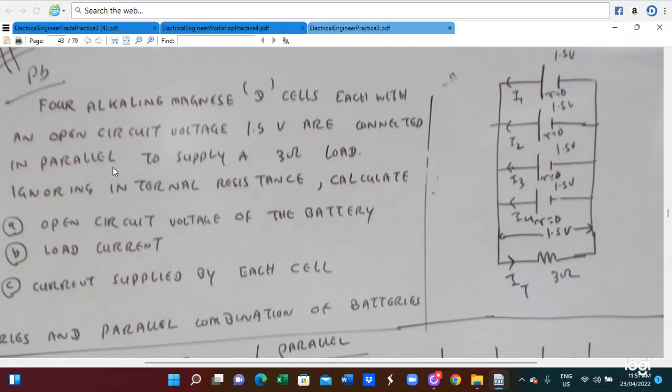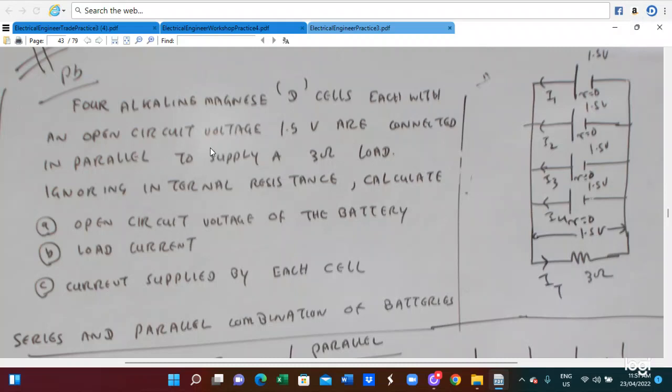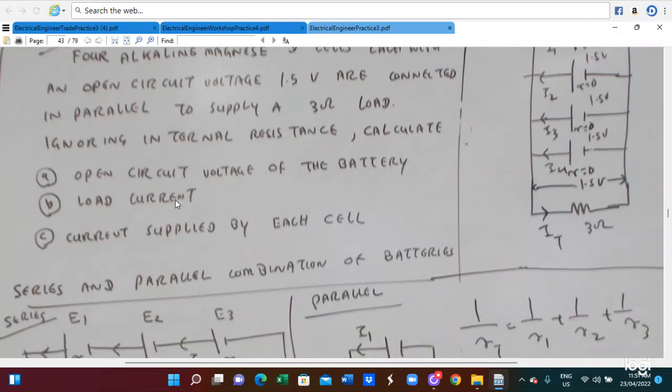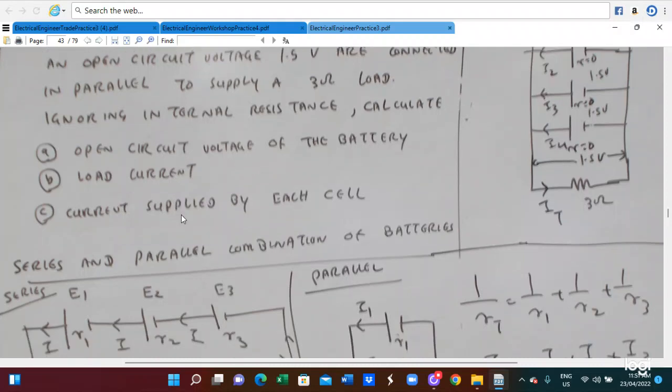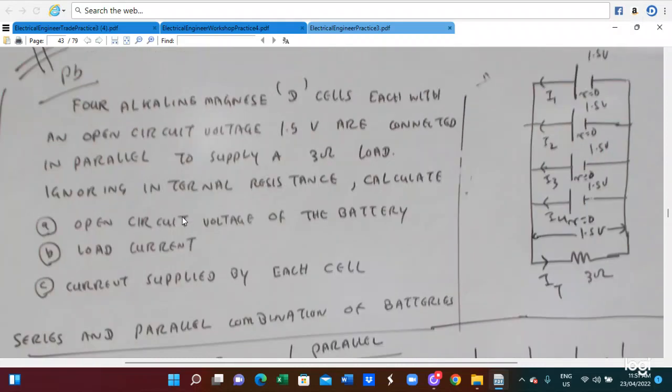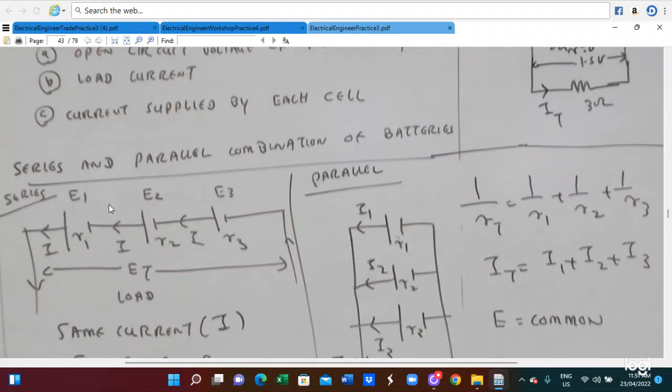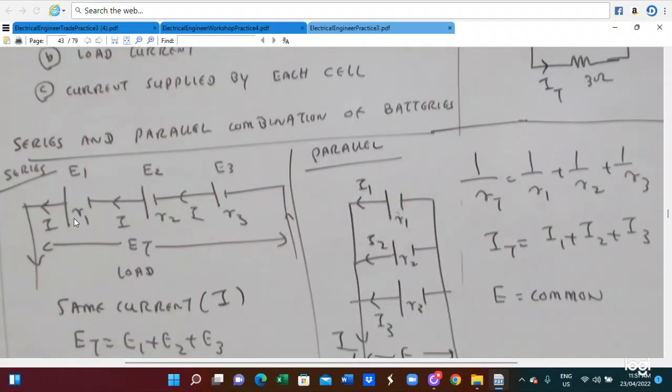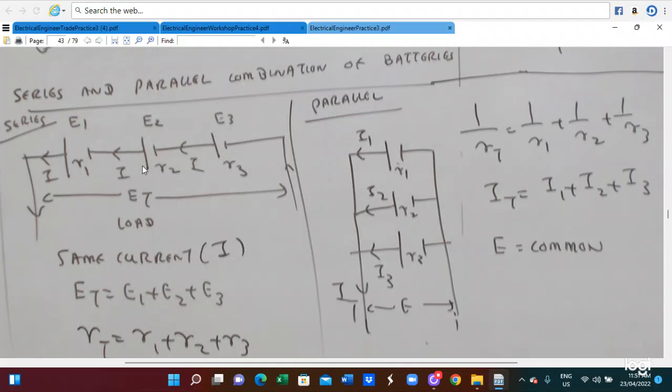In this problem, we need to calculate for 4 alkaline manganese D cells, each with open circuit voltage 1.5 volt, connected in parallel to supply a 3 ohm load. Ignoring internal resistance, we need to calculate the open circuit voltage of the battery, the load current and the current supplied by each cell. In a series connection, all the cell voltages E1, E2, E3 can be added together, and all the resistances can be added together. Internal resistance can be added, but the current is the same.